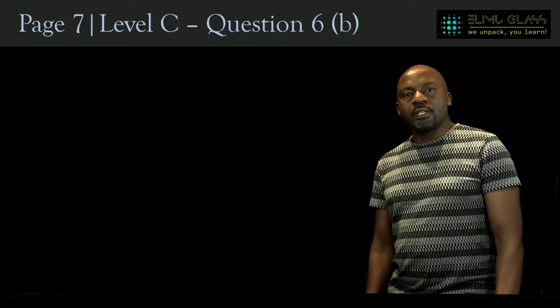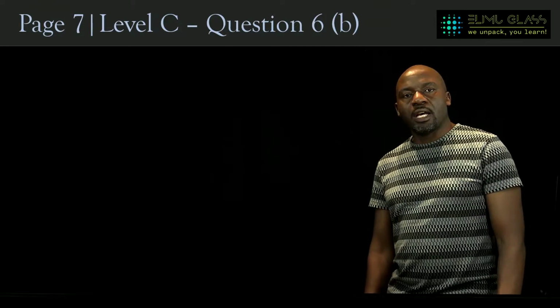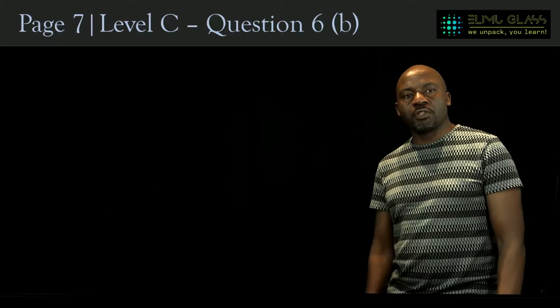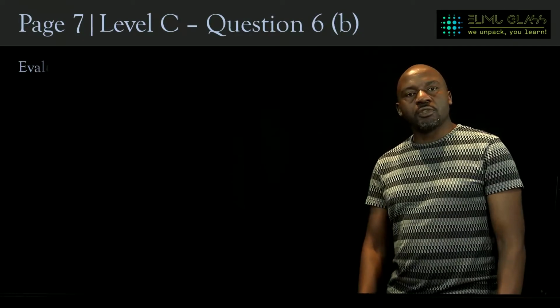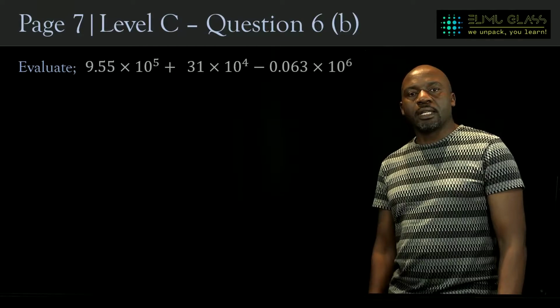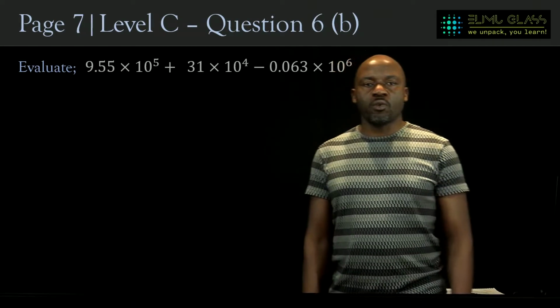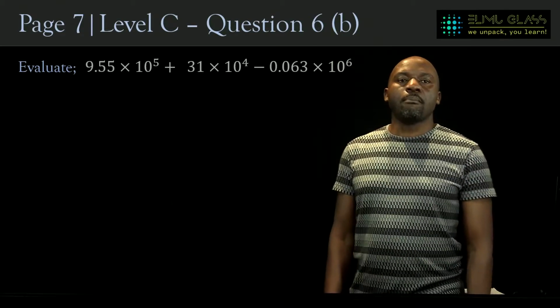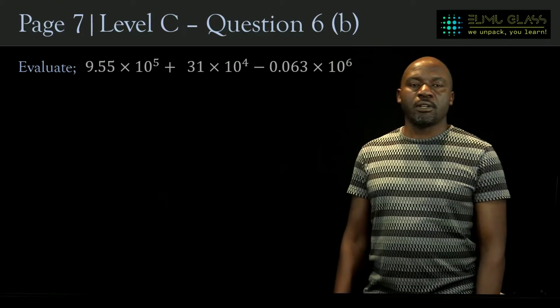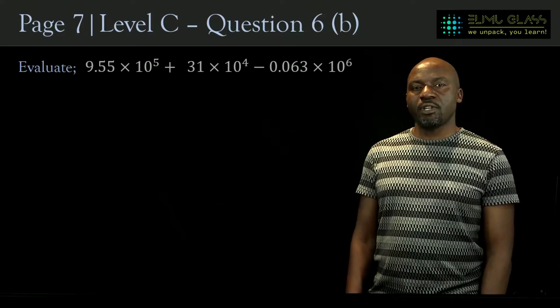This is now on page 7, and we are looking at level C questions. In particular, we are looking at question 6b. And what does question 6b say? It says to evaluate the following: 9.55 times 10 power 5 plus 31 times 10 power 4 minus 0.063 times 10 power 6. Okay, so we are going to evaluate that.